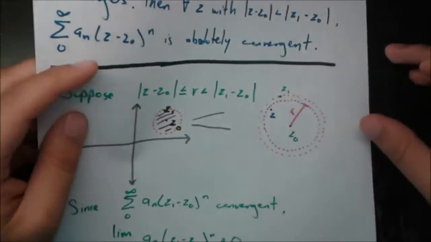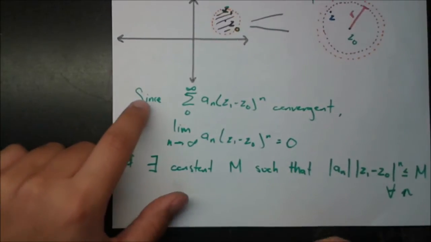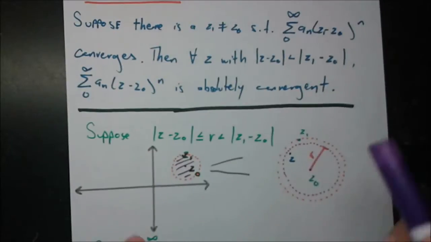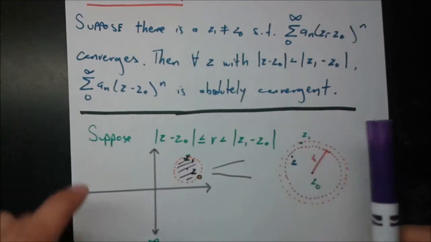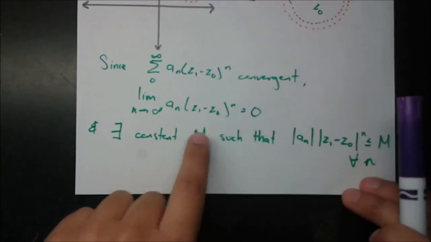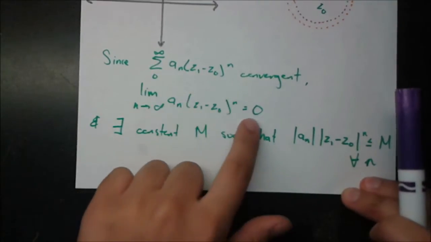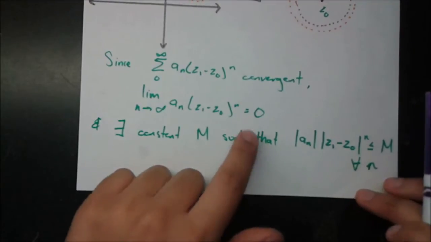Okay, so the next step in our proof is to look at this statement. Why do we know this is convergent? Because we supposed it's convergent. So what do we know? That means the limit as n approaches infinity of this inside approaches 0. And why do we know that?